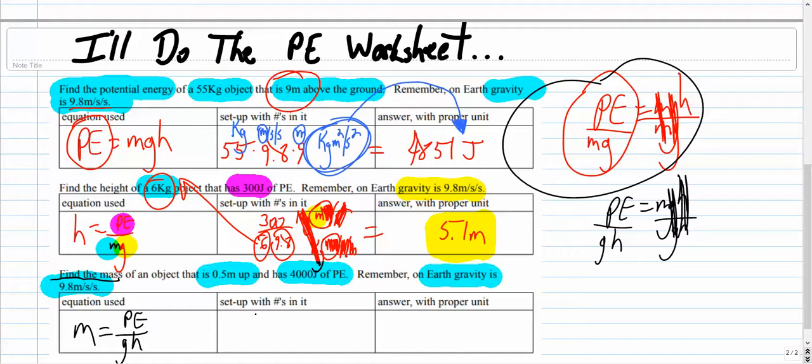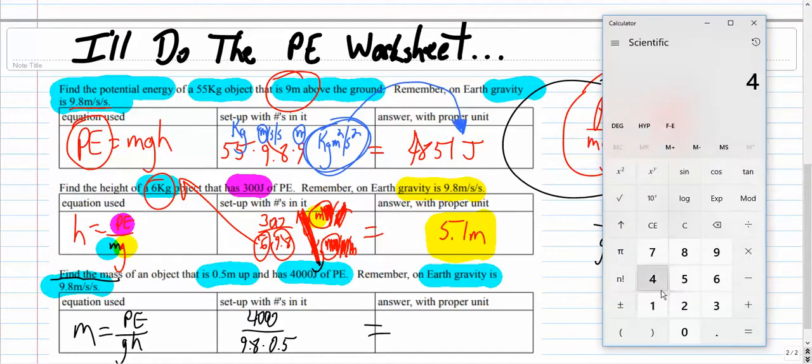So we're going to have 4,000 divided by 9.8 times 0.5. So then with our calculator, we're going to have 4,000 divided by 9.8 divided by 0.5, and I get 816.33.